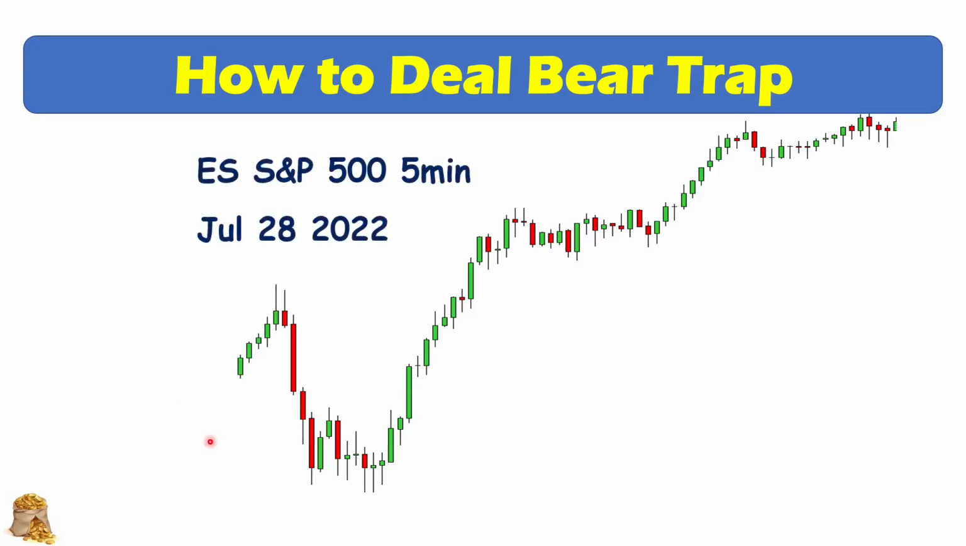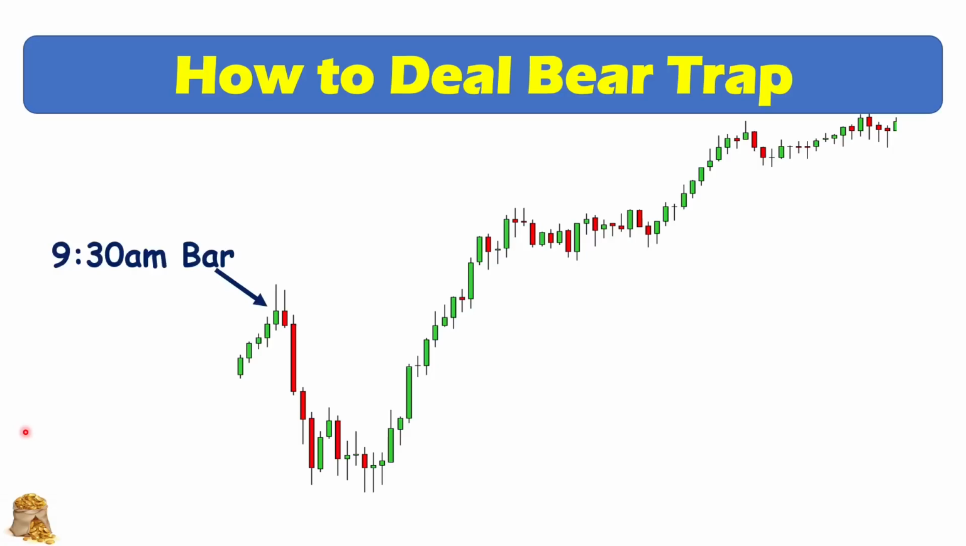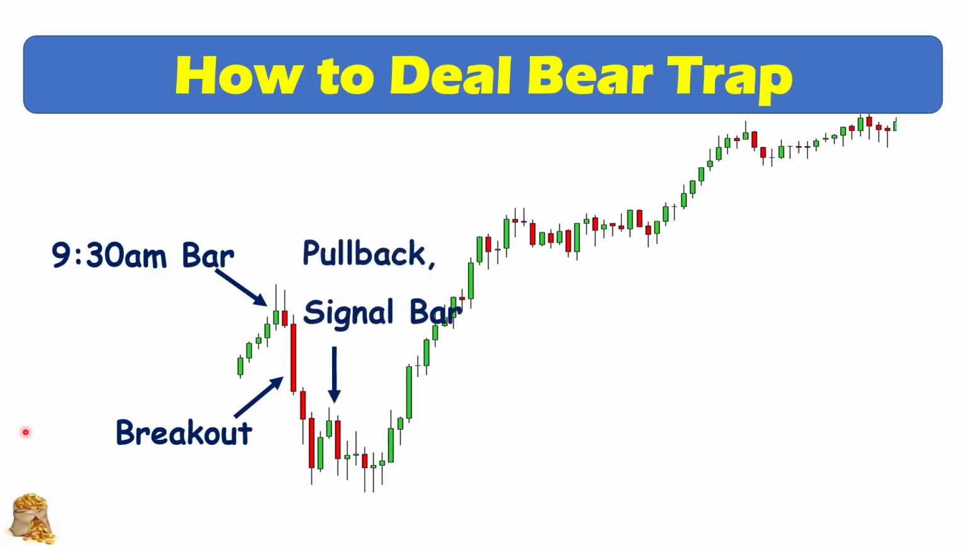Let's take the E-mini S&P 500 5-minute chart on July the 28th for example, but this can apply to any of the other instruments like the other futures, gold, crude oil, or forex. This is the bar at 9:30, and then after that there's a breakout to the downside with 4 consecutive bear bars, and then we wait for the pullback and the signal bar, then we enter the market.